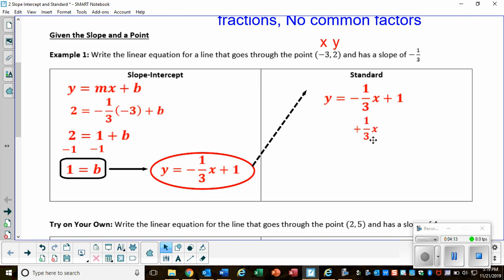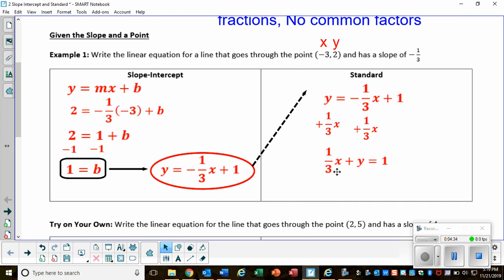So here, I'm going to add 1/3 x to both sides. Okay, so now I have 1/3 x plus y equals 1. The problem with it is, even though it looks like standard form, it's not following the rules. It has a fraction in it, which I need to deal with.